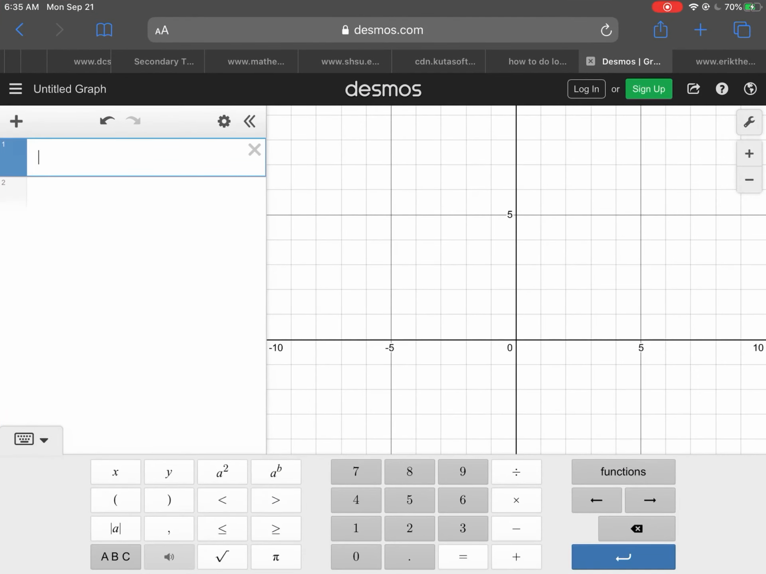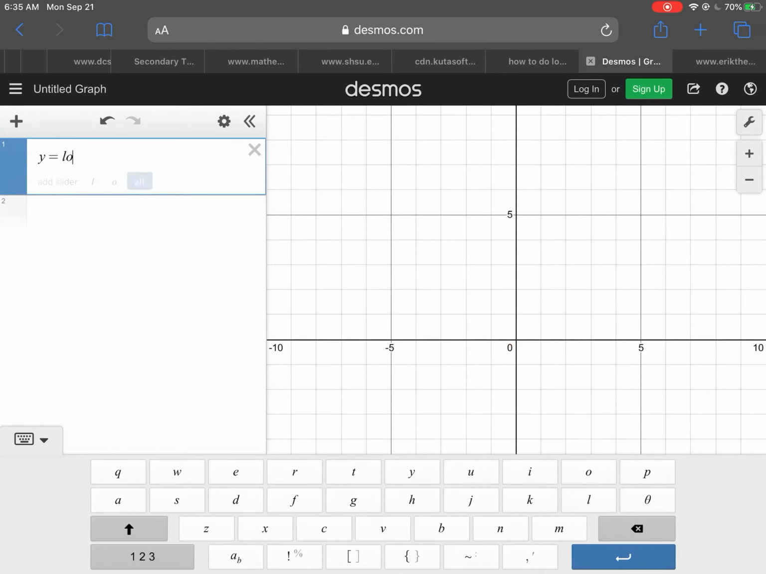You can always go to Desmos. All right. So you go to Desmos and you're going to type in y equals. Then we have to write in log. So you're going to touch this ABC and you can type in log.